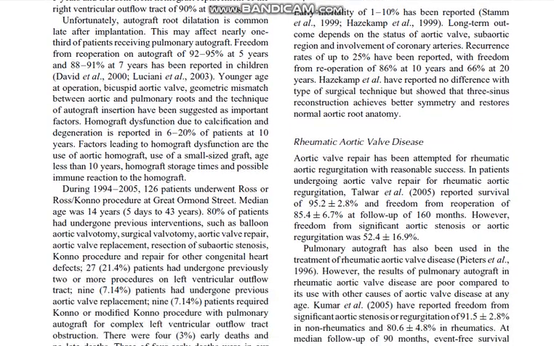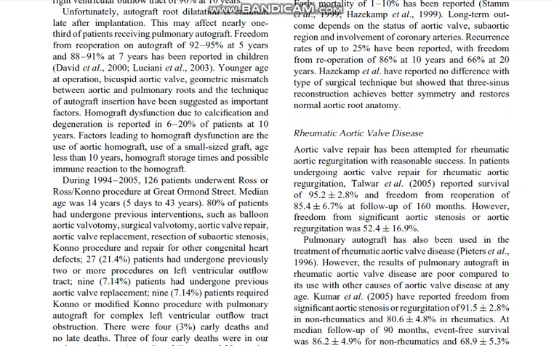During 1994 to 2005, 126 patients underwent Ross and Ross-Konno procedures at Great Ormond Street. Median age was 14 years. 80% of patients had undergone previous interventions such as balloon aortic valvotomy, surgical valvotomy, aortic valve repair, aortic valve replacement, resection of subaortic stenosis, Konno procedure, and repair for other congenital heart defects. Patients had undergone previously 2 or more procedures on the left ventricular outflow tract.